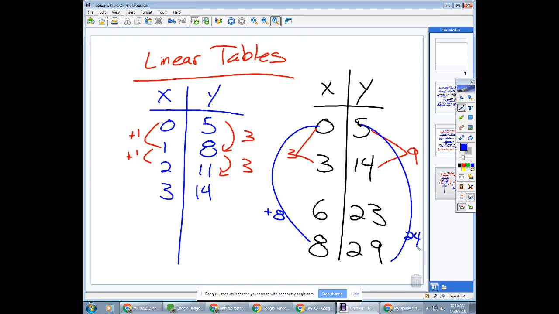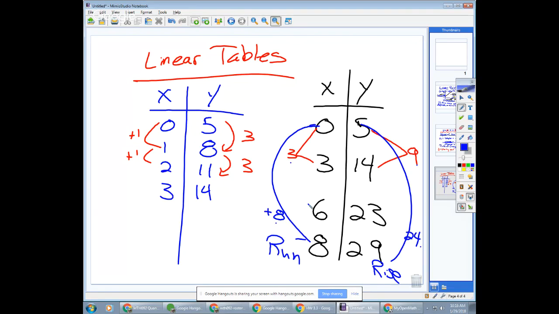So, how many times does 3 go into 9? 3 times. How many times does 8 go into 24? 3 times. Okay. So when I compare this number to this number, that's my run. On this side, when I compare two numbers, that's my rise. So is the rise over run the same for both sets of points? Isn't it 3 both times? Yeah.